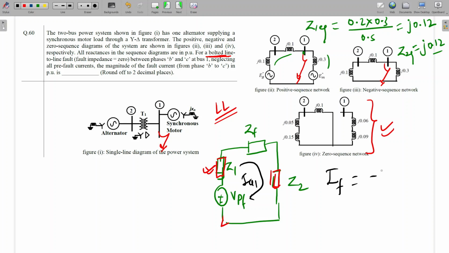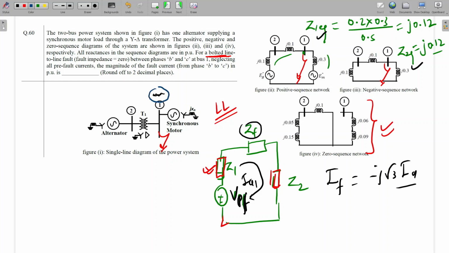IF is equal to minus J root 3 IA1. So we have calculated Z1 equivalent, Z2 equivalent, and ZF is 0. And what is the pre-fault voltage? Here we have to be careful. This time they have not asked for the pre-fault condition, but if they ask, we have to calculate this bus voltage. Here only we will make a mistake if they twist the question, so we have to be careful.